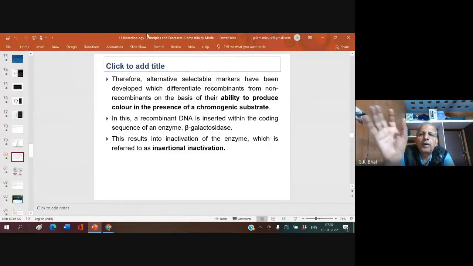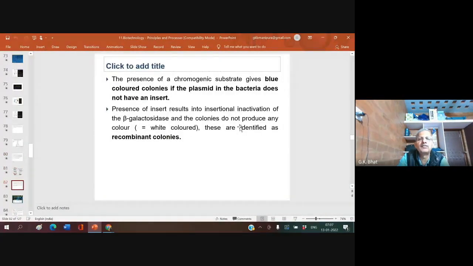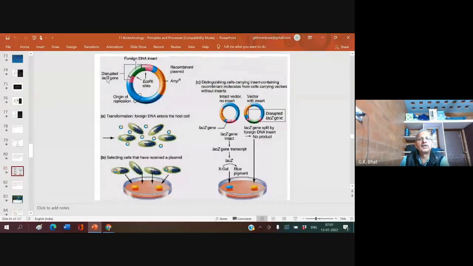To find this out, a new technique is involved. In this, a recombinant DNA, a piece of DNA, is inserted within the coding sequence of an enzyme, beta galactosidase. You heard about LAC-Z. I repeat again, LAC-Z. This LAC-Z gene area, here we have added one foreign DNA.